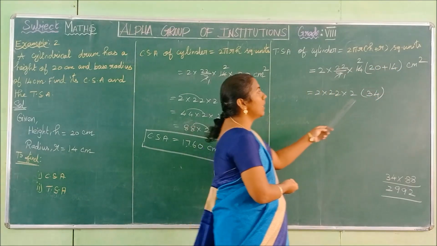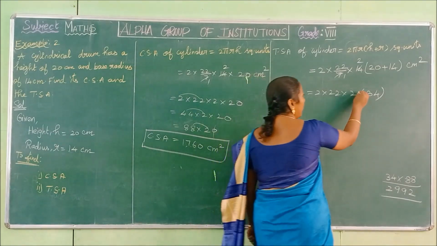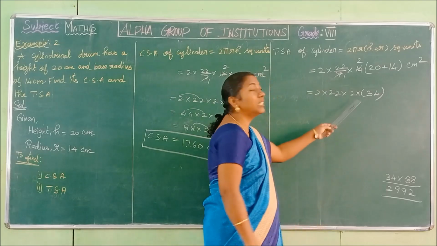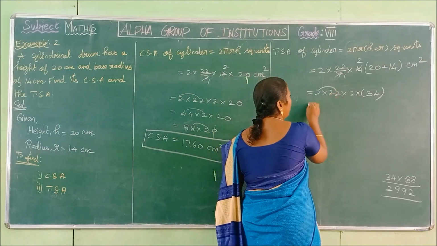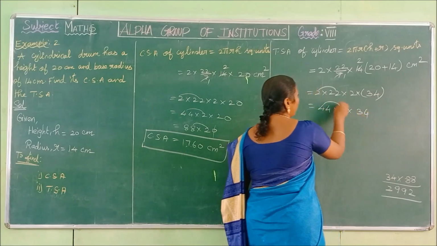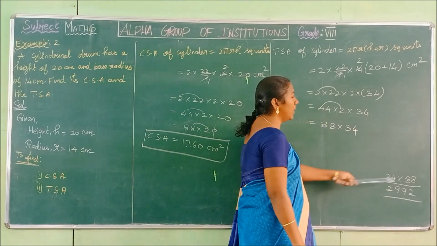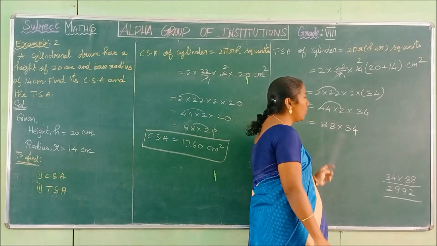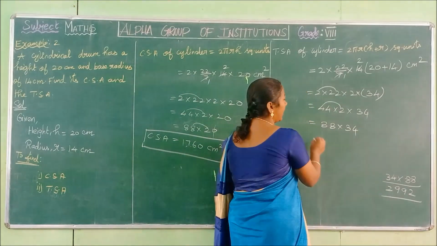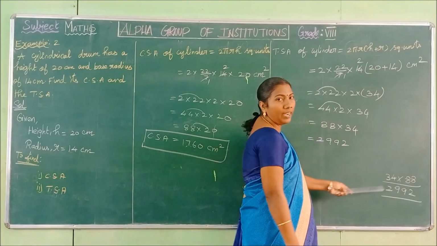So what is the operation between this 34 and these values? Yes, multiplication. Here the operation is multiplication. 22 into 2, 44 into 2 into 34. 44 into 2, 88 into 34. If you multiply that in the rough column, you have to multiply 88 by 34. You get the answer 2992. Already I have multiplied this.